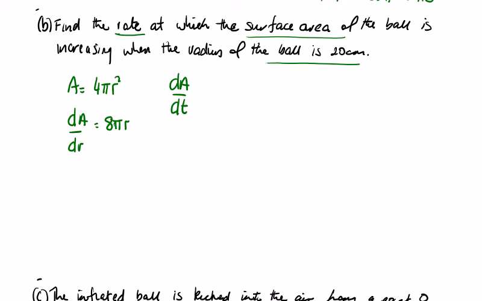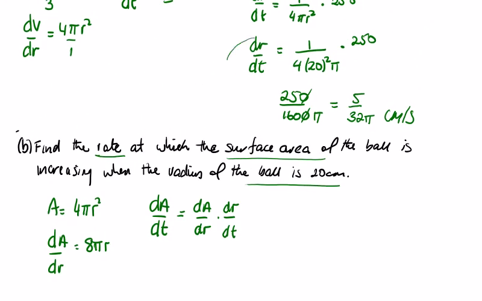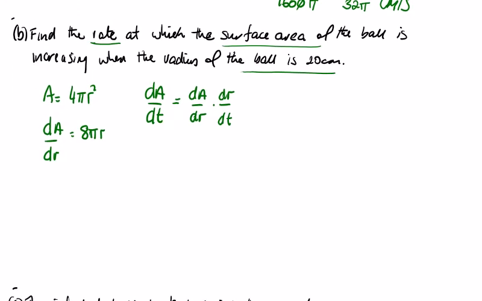dA/dt, find a rate at which, that's what we're looking for, dA/dt, so that's equal to dA/dr. We've got to have the t on the bottom, dt, so that's going to be dr/dt. Now, was dr/dt what we had here? dr/dt was the previous question. So dA/dt is equal to that 5 over 32π, and dA/dr is 8π by 20.